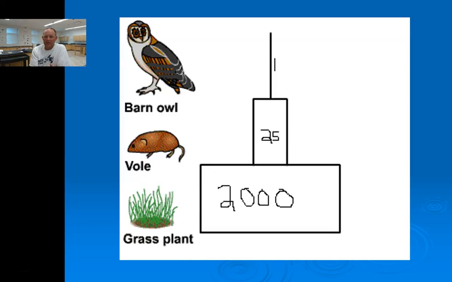For grass plants in a given area, there's going to be 2,000 grass plants. Now there's going to be more insects than that. We've got voles. We're going to drop down to 25 voles in a given area. So for every 2,000 grass plants, there's going to be 25 voles. There's going to be one barn owl. So just the sheer numbers, you can see are dropping significantly. And that's even a little steeper than the 90% decline that we have with just energy.